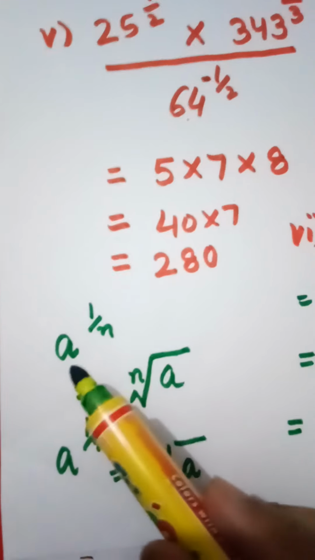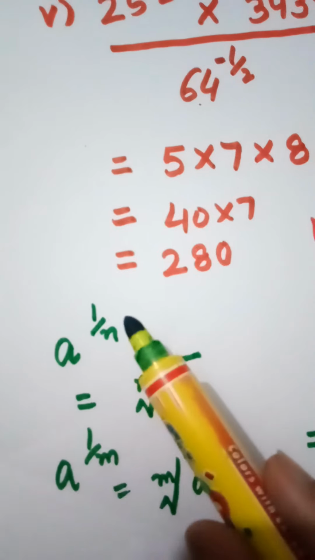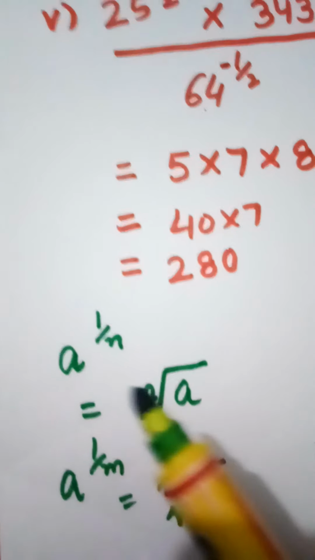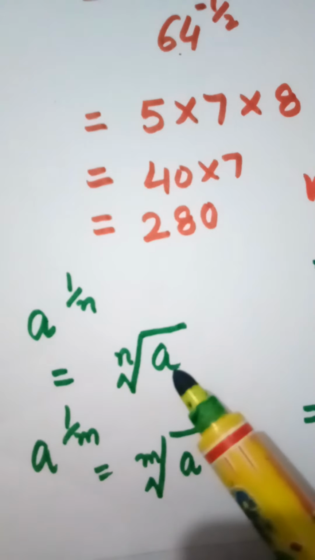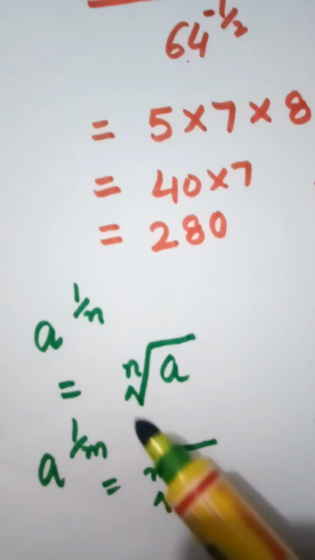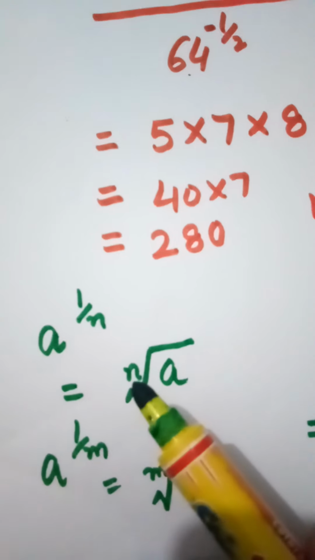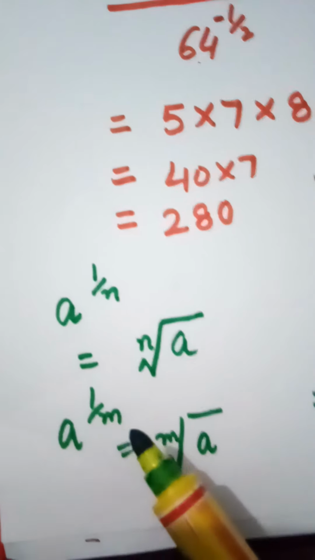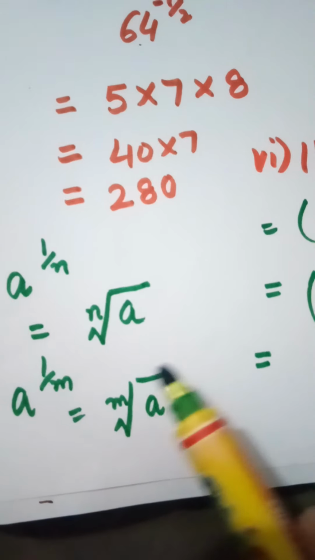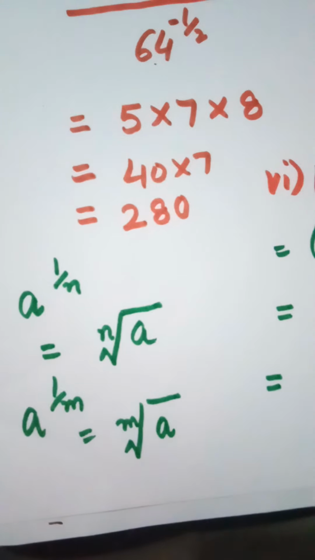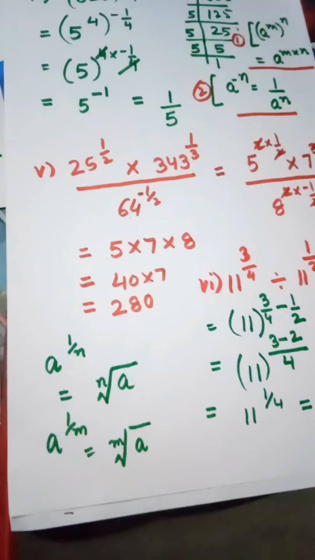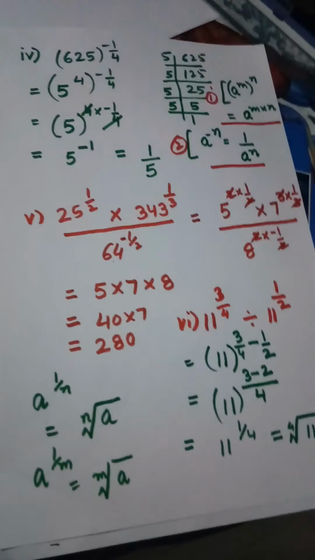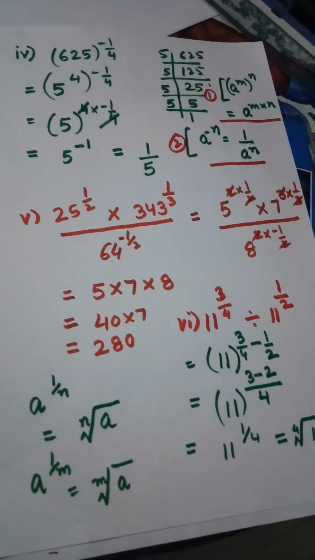And for the nth root, a raised to power 1 upon n, how can you write it with the help of a root? It can be written like this: the root of a, and it will represent with power n here. Similarly, a raised to power 1 upon m can be written as the root of a with m over here. So I hope we are done with this exercise also, and we are able to finish this chapter.